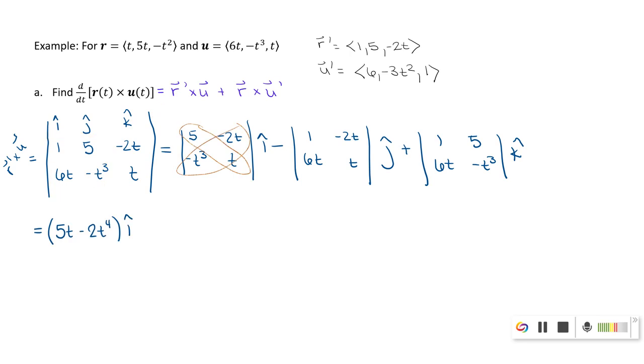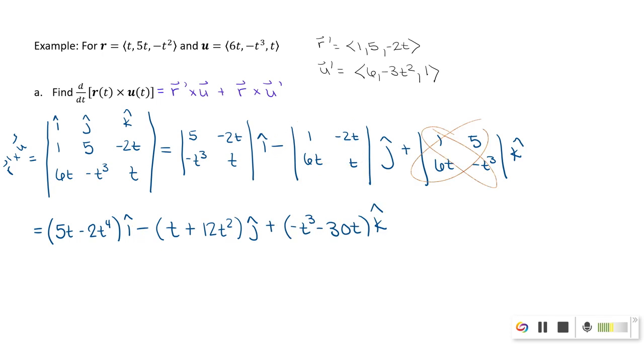All right, and then we can go through and multiply, top left times bottom right. So 5t minus 2t to the fourth i hat. And then for the j, it's going to be a minus because it's negative t, and that's going to become a plus 12t squared. And then for the k component, we get plus negative t to the third minus 30t. So that's r prime cross u, the first half of our product rule.